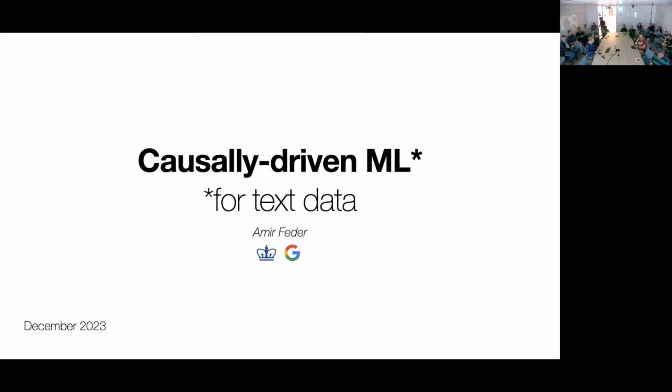Hi everyone, happy to be here. So today I'm going to talk a bit about my research on causally-driven ML. There's an asterisk for text data. We're going to see the details for why text makes it a bit easier and sometimes a bit harder.